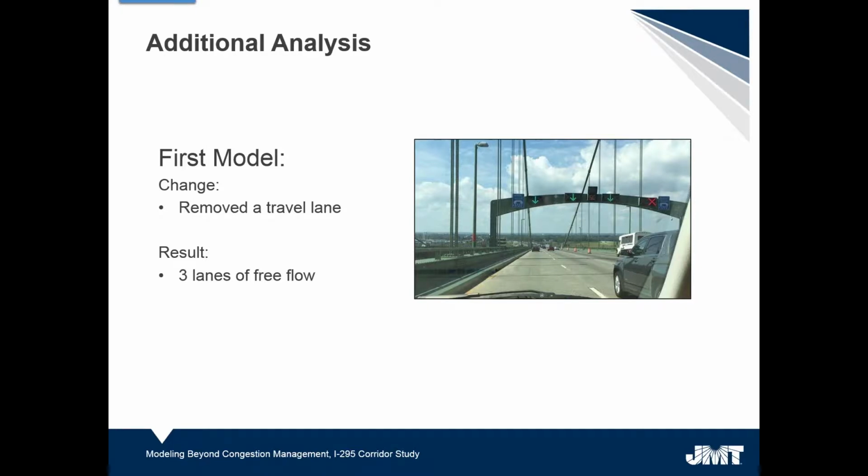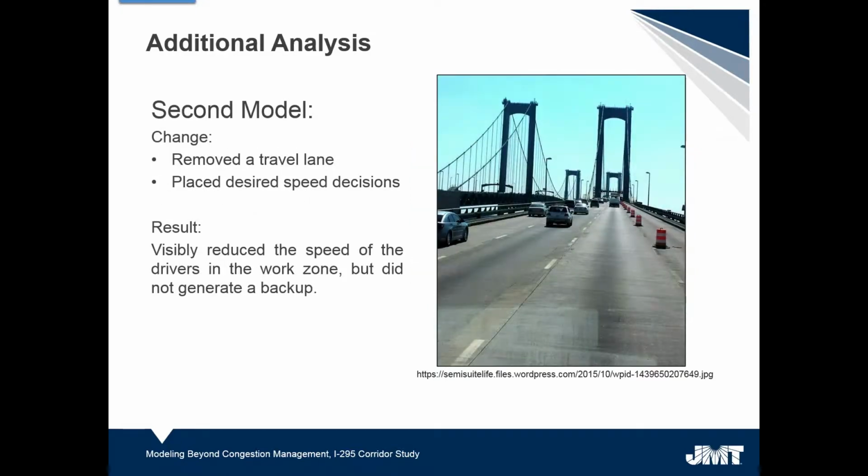So we did one model where we took one of our summer models and we removed the travel lane. And when we ran the model, it still had free-flowing 3 lanes. We didn't see the backups that DRBA saw that day. So we did a second model where now we added some desired speed decisions. With those speed decisions, it did reduce the speed of the drivers in the work zone, but it didn't generate that backup that they saw that day.